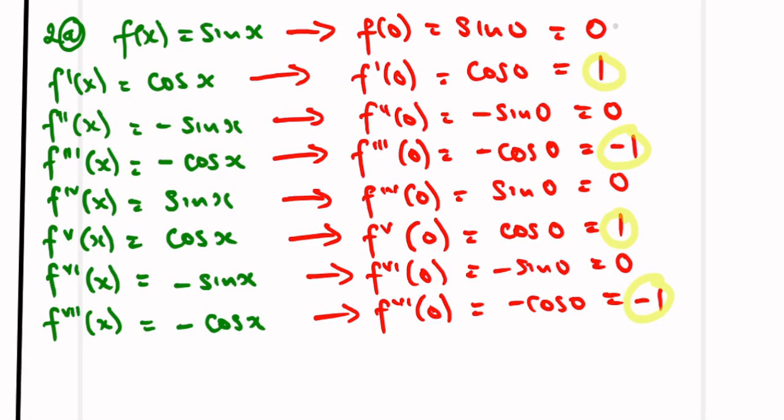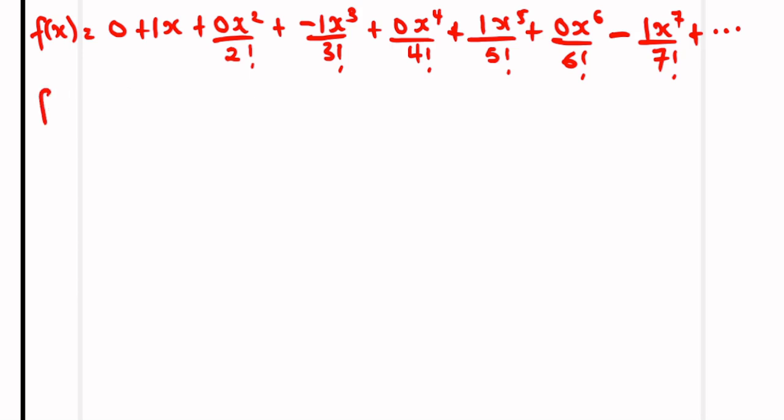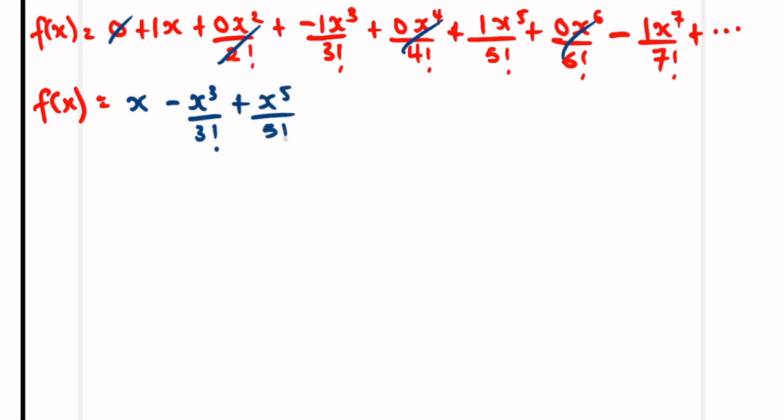Okay, so we can actually just confirm our answer. We can see 0, 1, 0, minus 1, 0, 1, 0, minus 1. So that's correct with what we have there. Now f of x is equal to, we can see this is gone, this is gone, this is gone, this is gone. We are left with x minus x cubed over 3 factorial plus x raised to the power 5 over 5 factorial minus x raised to the power 7 over 7 factorial plus dot dot dot.